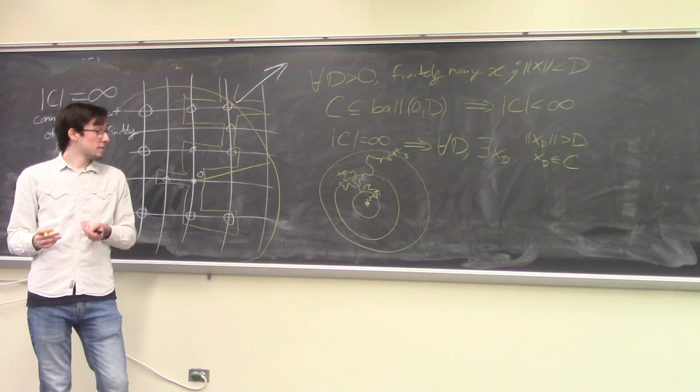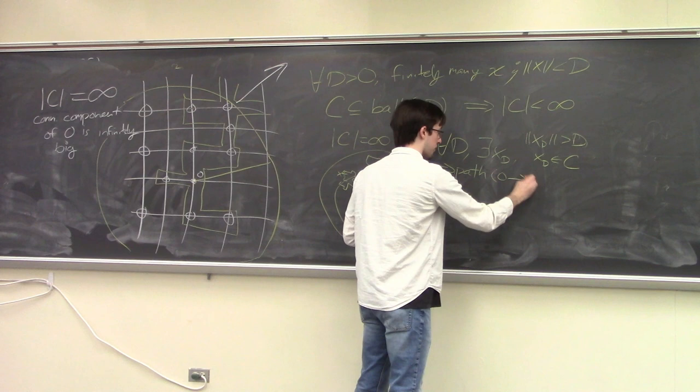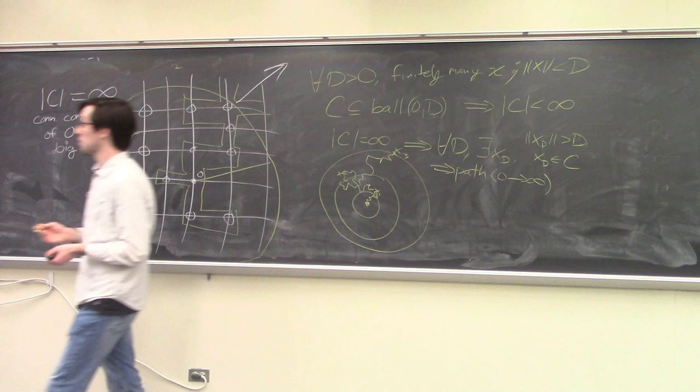So now, this tells you that there exists a path from zero to infinity. And the final thing that you would want to do is say this is self-avoiding, which just kind of means that it's minimal in some sense.